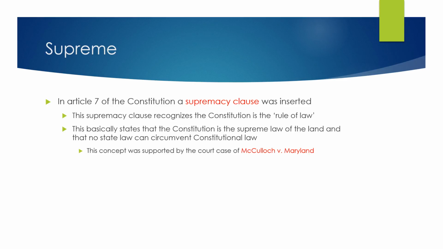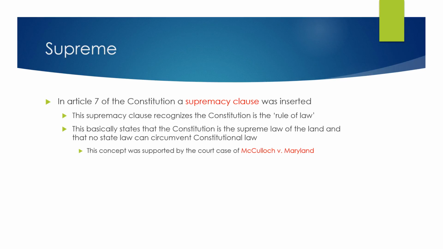In Article 7 of the Constitution, we have what is referred to as the Supremacy Clause. The Supremacy Clause recognizes the Constitution is the rule of law. However, what it states is that any federal law that is passed is the supreme law of the land, and no state has the ability to circumvent that constitutional concept.